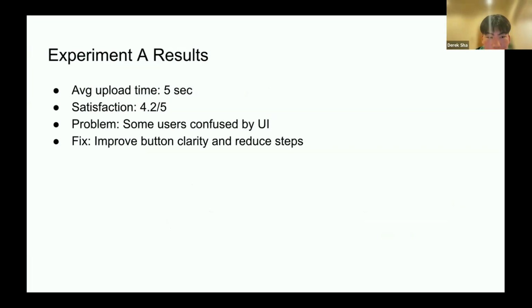And for the results overall, after improving the user and upload interfaces, my average upload time dropped to 5 seconds. That's a very big improvement. We also asked the users how satisfied they were with the process, and the average score was 4.2 out of 5. This problem was mostly due to UI confusion, so when we improved the clarity and reduced steps, the process became way smoother. And this validated the importance of iterative design and also user testing.